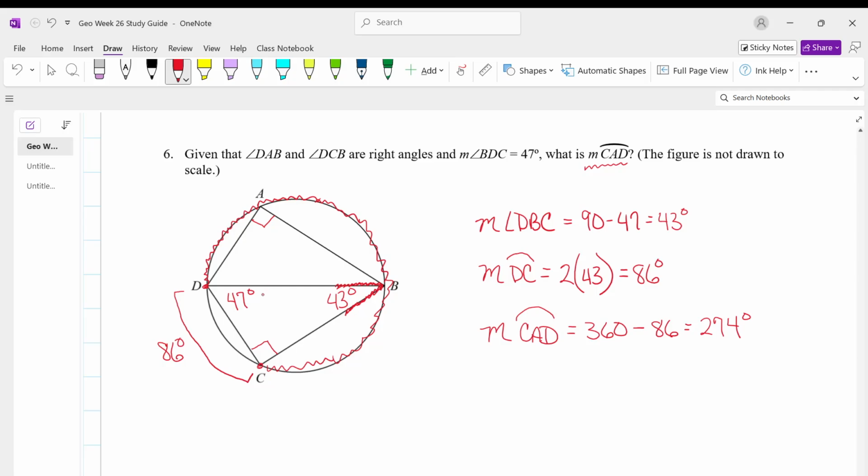All right, so you're going to take this 47 degree angle that you're given, and subtract it from 90 to get this second acute angle in the right triangle. You're going to double that angle measure to get its intercepted arc. And then you're going to subtract that intercepted arc from 360 to find the big arc measure that they're asking for.